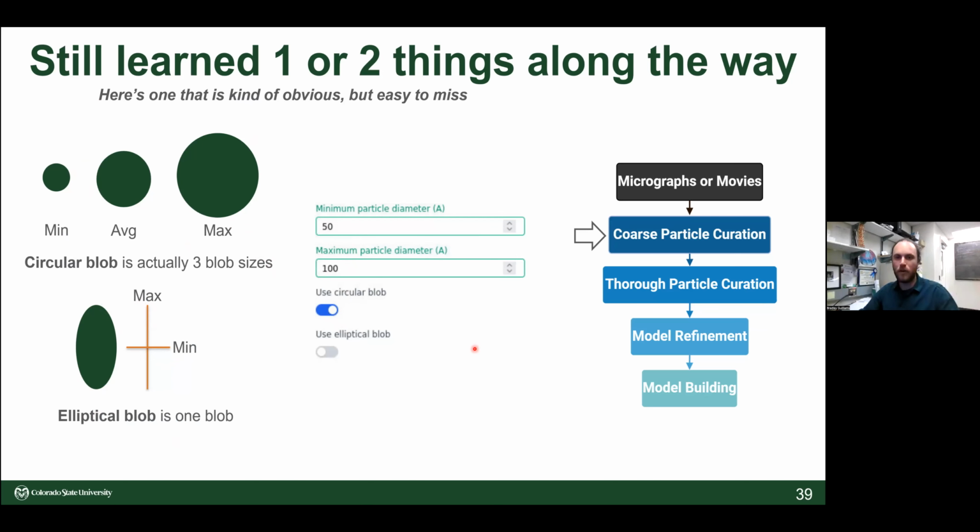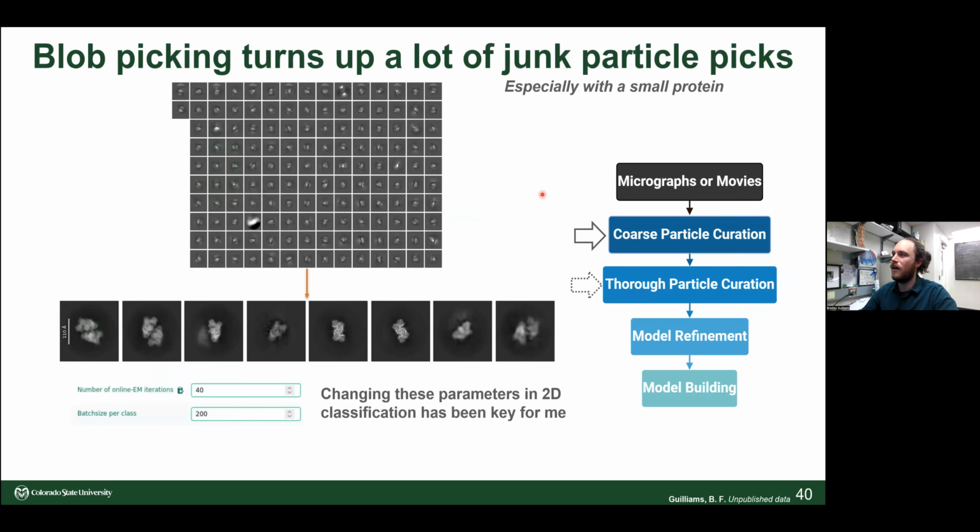So again, equipped with my correct pixel size, going back through these steps here, doing my coarse particle curation, but blob picking is turning up a lot of junk particles. To those of you that are experienced, this probably doesn't surprise you. I think the fact that this is quite a small protein with a comparatively low signal to noise ratio means I'm picking lots of junk.